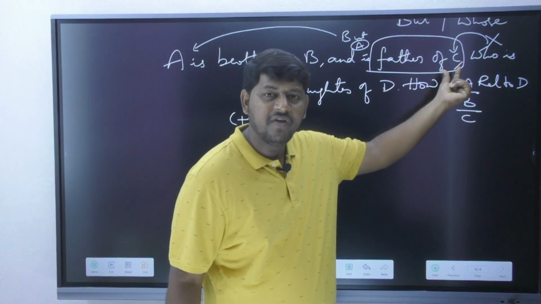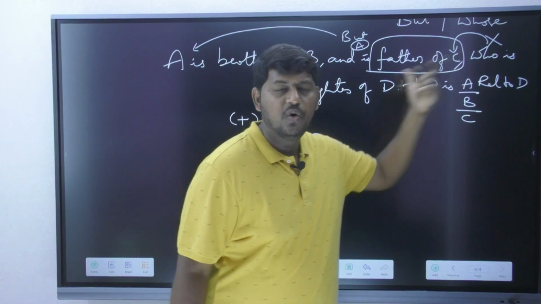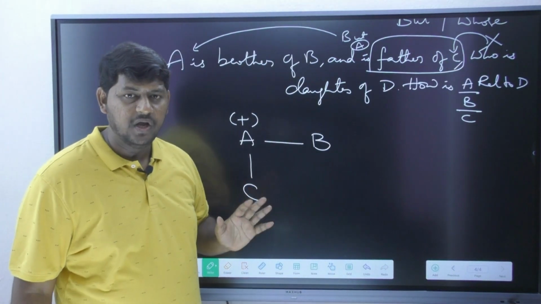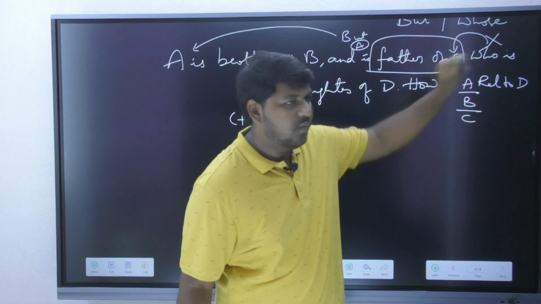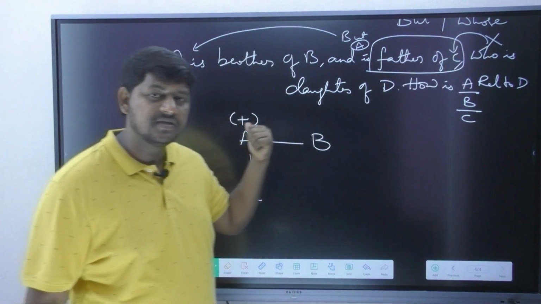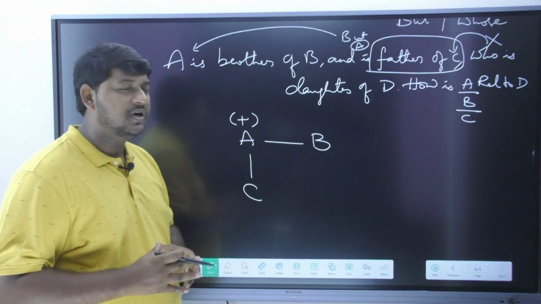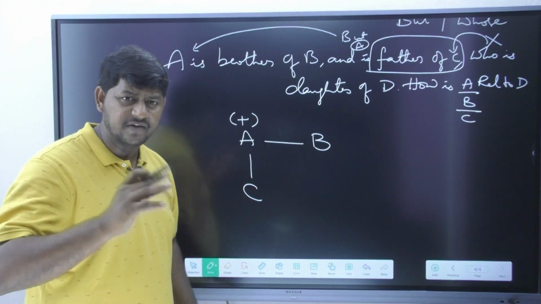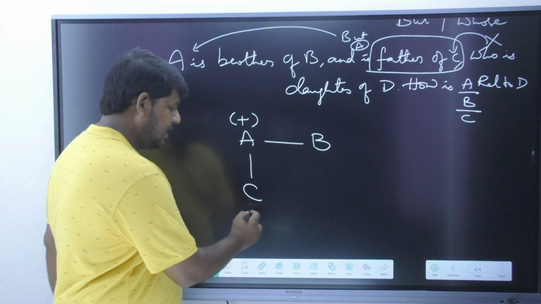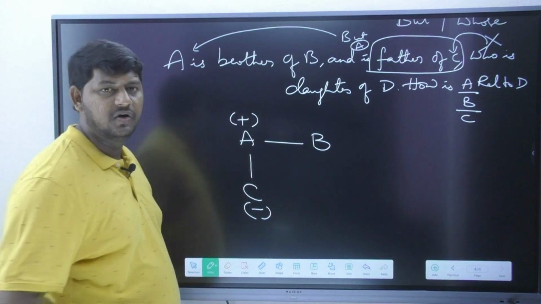Now I will never read it as C, who is the daughter of D. No. If I remove that keyword, what is it going to be? C is daughter of D. Am I clear? Now C became what? Daughter. Can I confirm the gender of C as a female? Because C became what? Daughter.